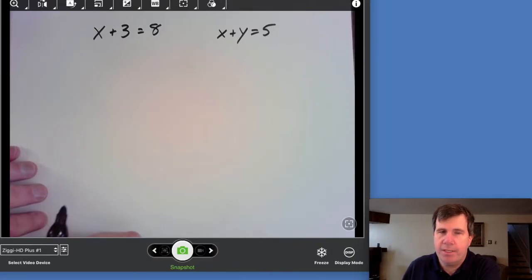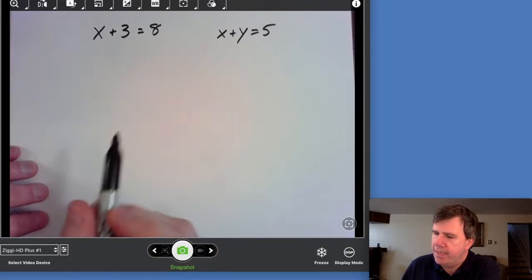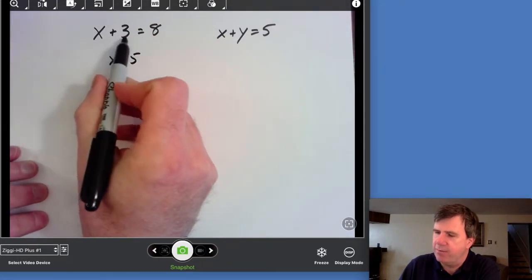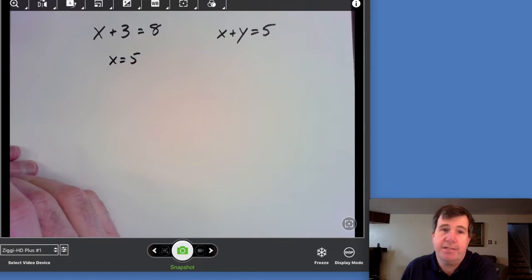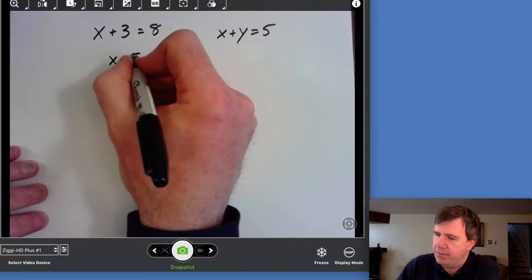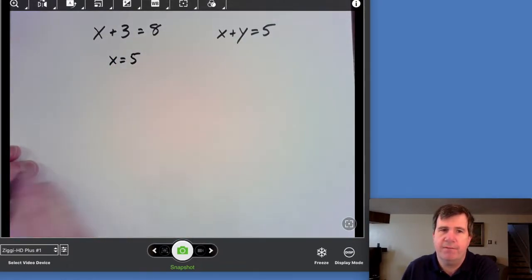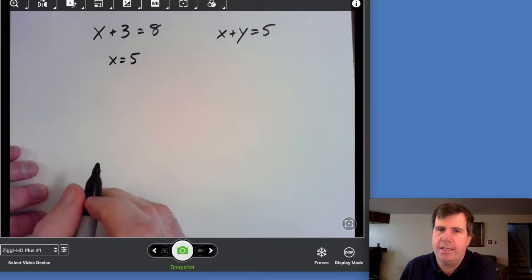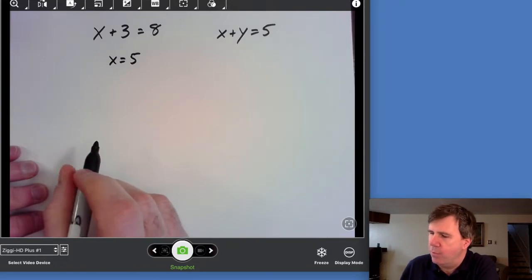Okay, let's see how we did. This first one, we had x plus 3 equals 8. x could be 5 because 5 plus 3 is 8, and that's it. x can't be anything else, so you just have that x equals 5. You probably already figured that out as soon as I wrote the question down. How about the second one, x plus y equals 5? What could x and y be?